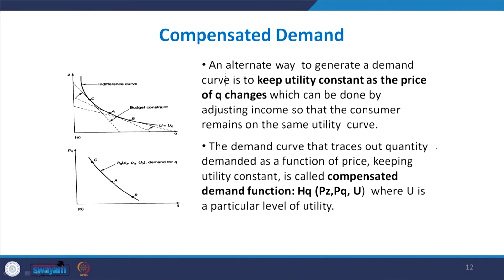So, in case of the compensatory demand curve, the consumer is neither worse off nor better off, but in case of the ordinary demand curve, when the price falls, the consumer is better off, and when the price increases, the consumer is worse off. And now, these two demand curves can be represented by two different equations. I use here HQ for the compensated demand curve and XQ for the ordinary demand curve, given the prices of Z, Q and utility.